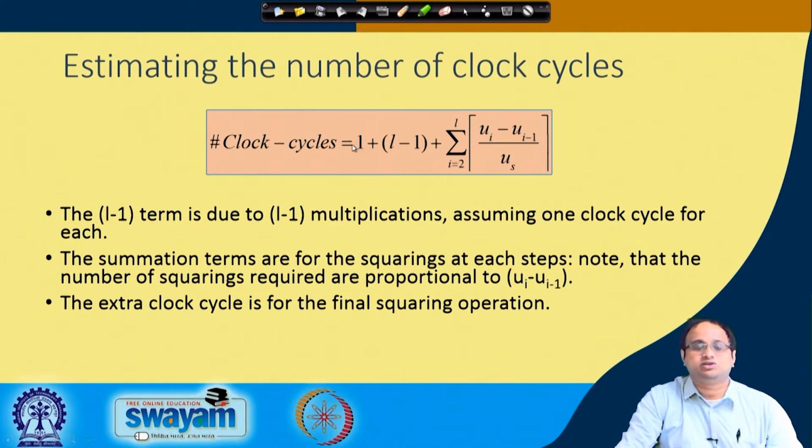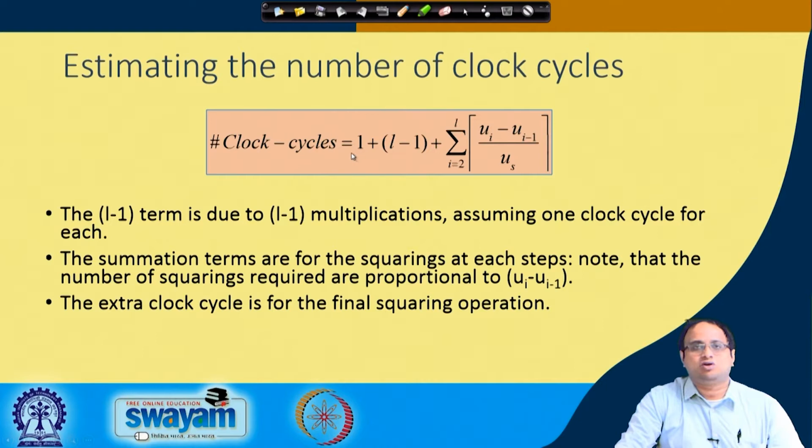This expression shows the number of clock cycles. You can see that there are 3 components here. The L minus 1 term is due to L minus 1 multiplications. As I said, there will be L minus 1 multiplications, and if you employ a combinational circuit like the Karatsuba multiplier that we saw in the last class, for every multiplication you are expending 1 clock cycle. So you are doing L minus 1 clock cycles.